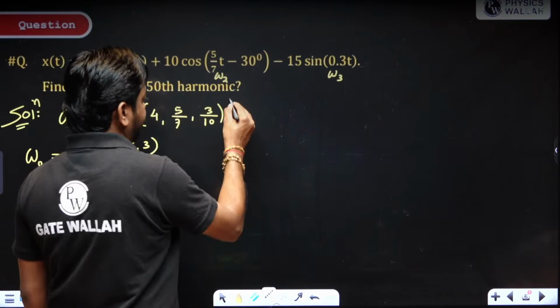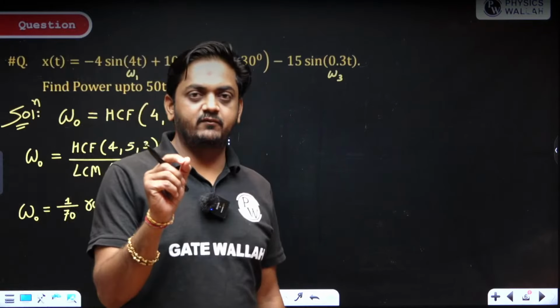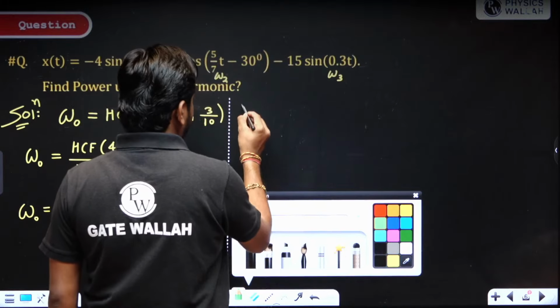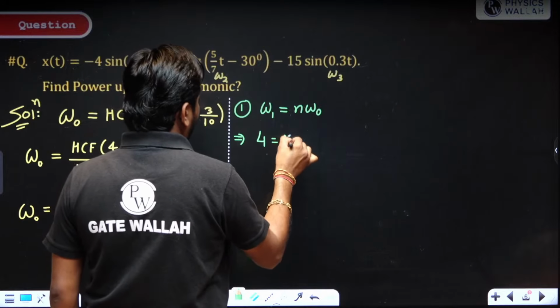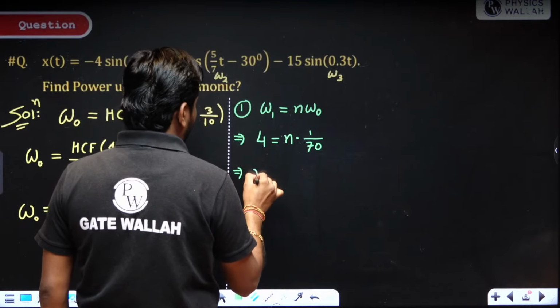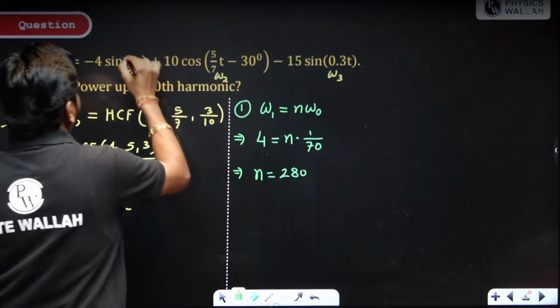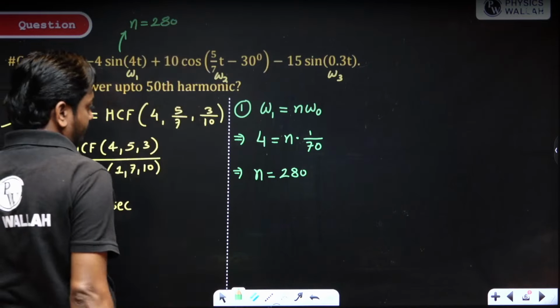The next step is to find the harmonic numbers. So you have to compare each and every frequency with n omega 0. First, frequency omega 1 is compared with n omega 0 to get the value of n. Omega 1 is 4 and omega 0 we got is 1 by 70. So here the harmonic number is 280. So here n is equal to 280, guys. Got it?